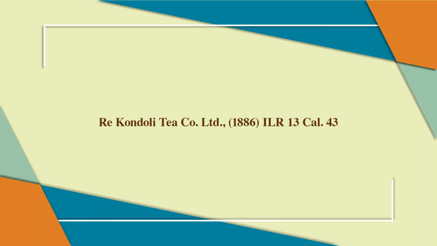The decision of the Calcutta High Court in Re Condolly Tea Company recognized the principle of separate legal entity even much earlier than the decision in Solomon versus Solomon and Company Limited. In this case, certain persons transferred a tea estate to a company and claimed exemptions from ad valorem duty on the ground that since they themselves were also the shareholders in the company, it was nothing but a transfer from them in one name to themselves under another name.